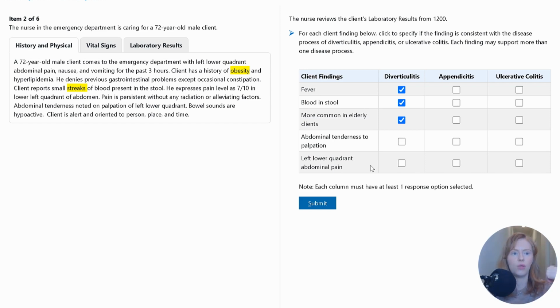Think of this like if you get a sunburn or a cut on your arm. It's really tender to the touch because of that inflammation. You have increased pain sensitivity in that area. So yes, I'm going to expect to see abdominal tenderness to palpation and left lower quadrant abdominal pain. Great, so let's move on.